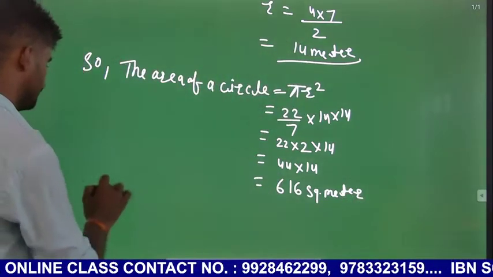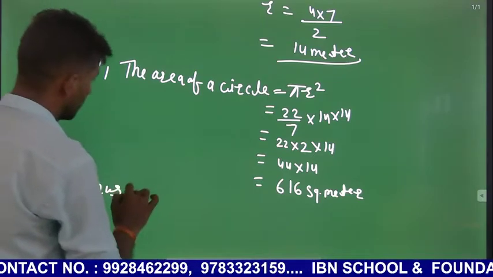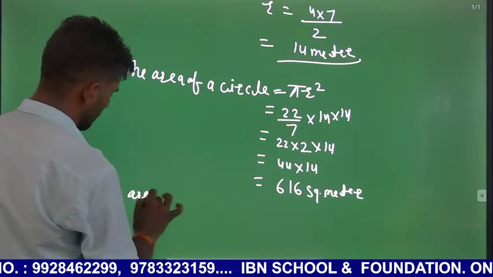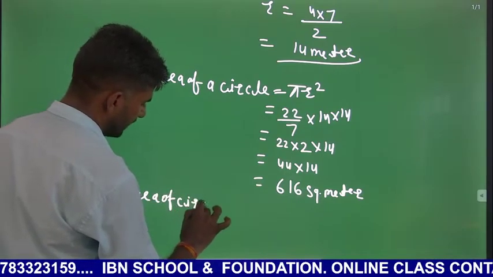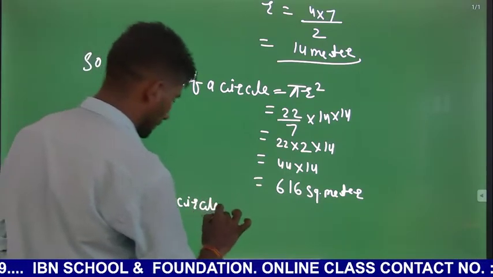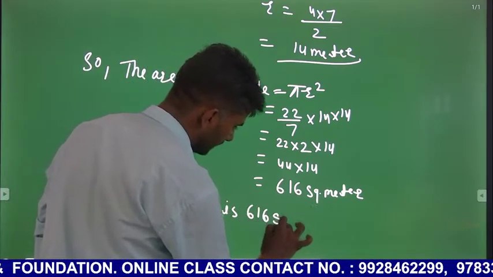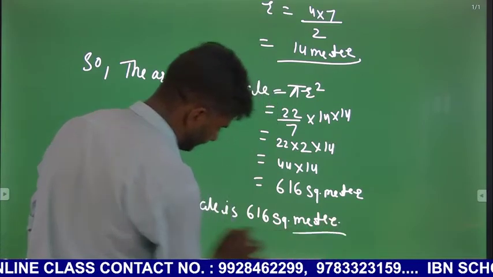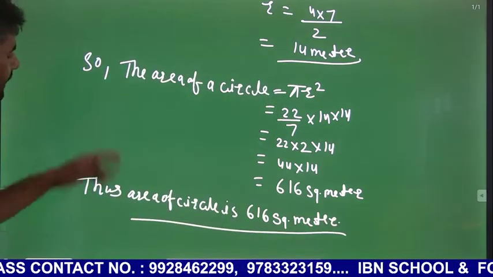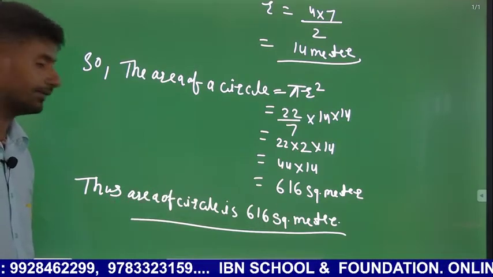So the area of the circle is 616 square meter, and we had to find the area of the circle in this question.